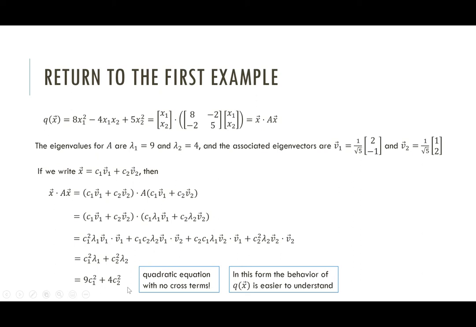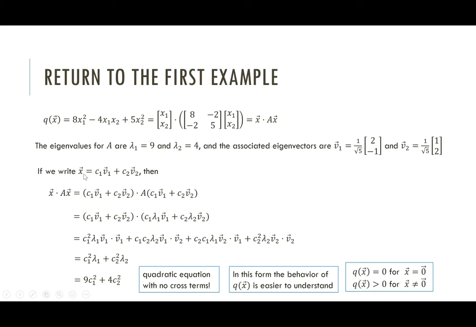And in this form, the behavior of the quadratic form is easy to understand. We can see right away that q of x is going to be 0 if x equals 0 and positive otherwise. Why is that true? Well, if x is the zero vector, then c1 and c2 both have to be 0, and so 9 c1 squared plus 4 c2 squared has to be 0. What if x is non-zero?